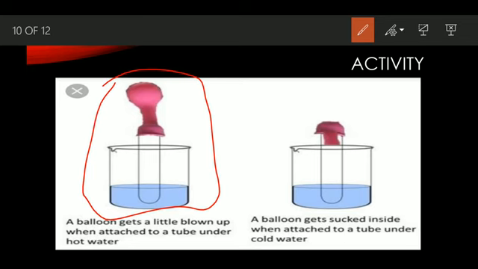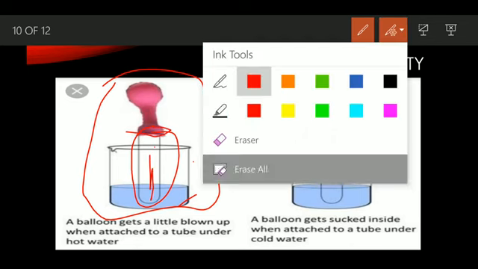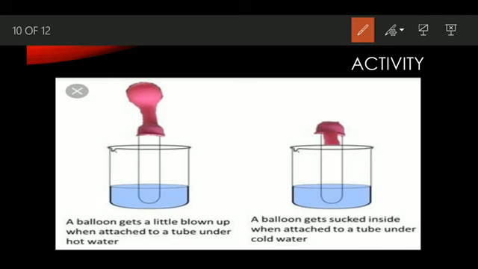Firstly, you have to take a balloon, and tie the balloon on the glass tube in the same manner as you are seeing in the diagram. Okay, this is the hot water. You can take the water into a vessel and keep the glass tube in the hot water, and on top of the tip of the glass tube you have to put the balloon. You will be able to see that in the hot water, the balloon becomes inflated.